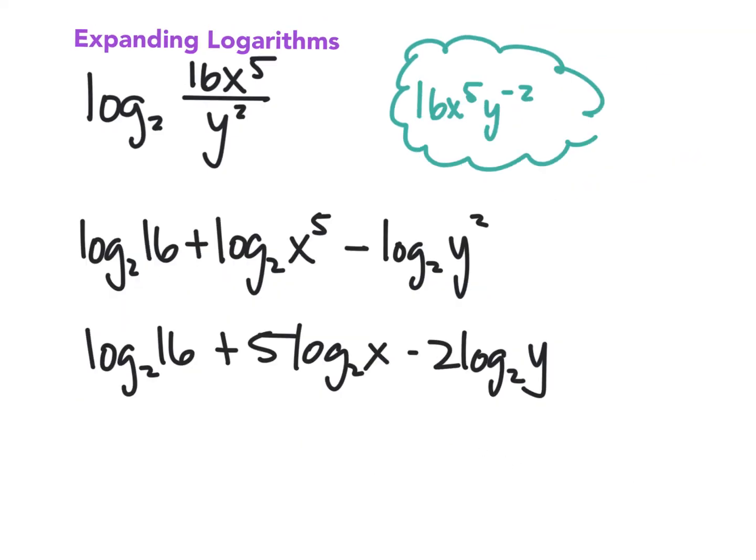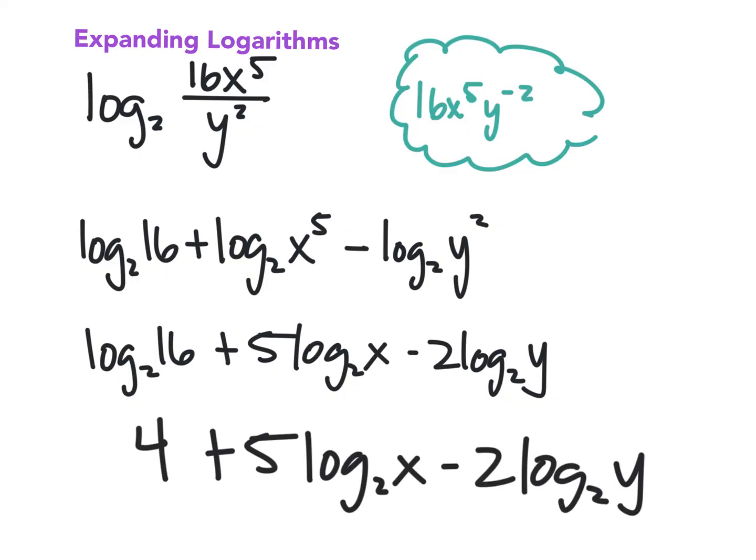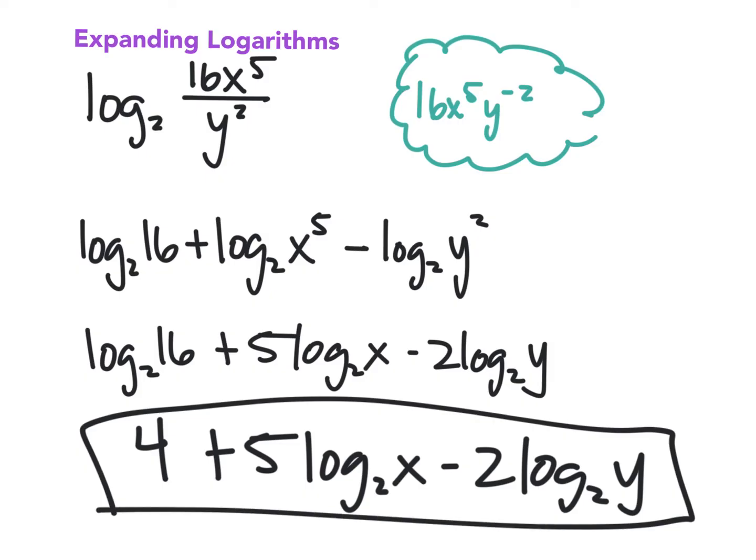All right, we're almost done. It's just that log base 2 of 16 can be simplified. And log base 2 of 16 is equal to 4 because 2 to the 4th power is 16. So our final answer is 4 plus 5 log base 2 of x minus 2 log base 2 of y.